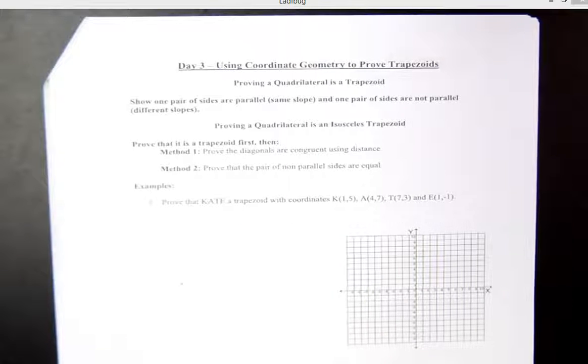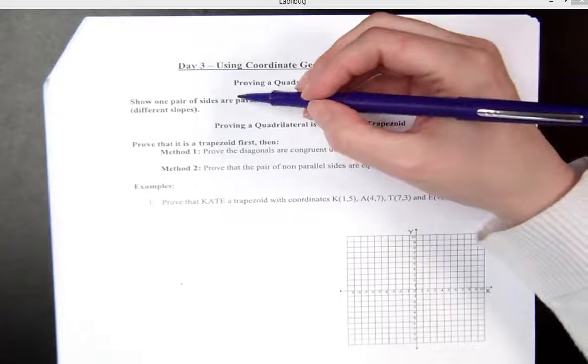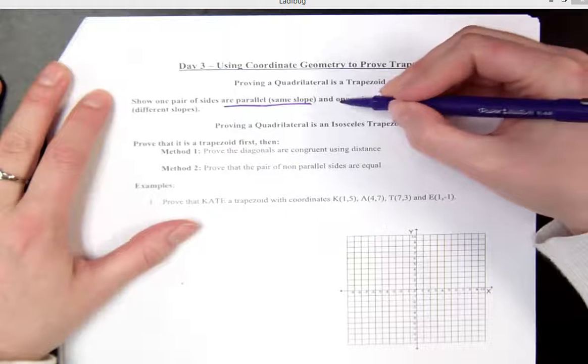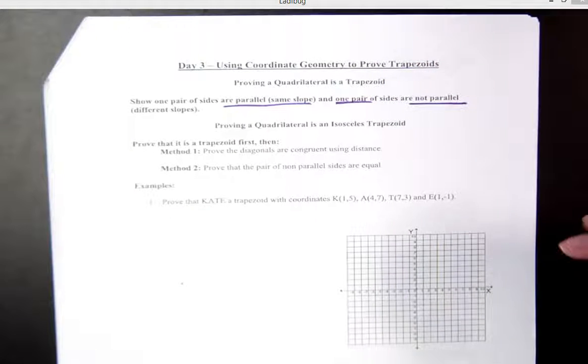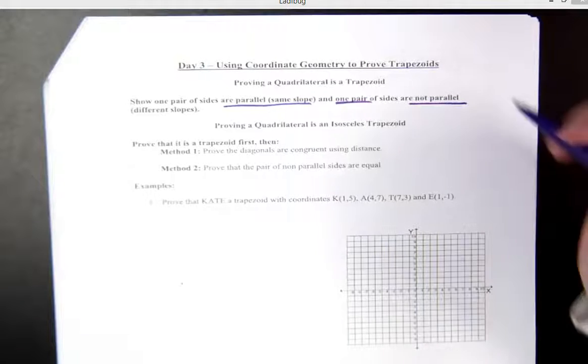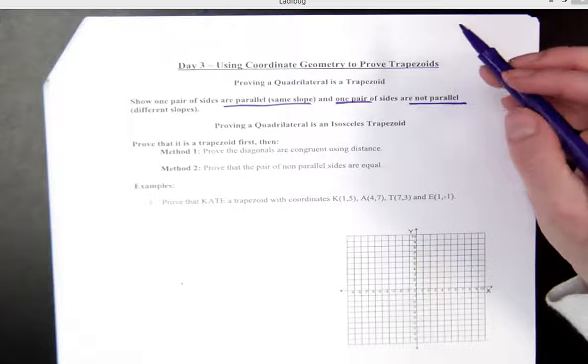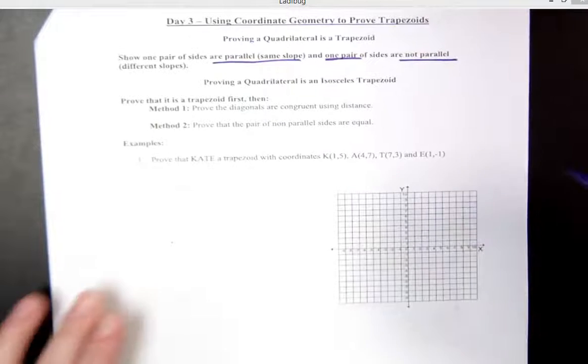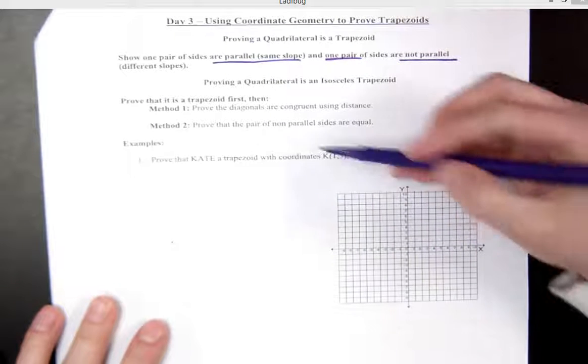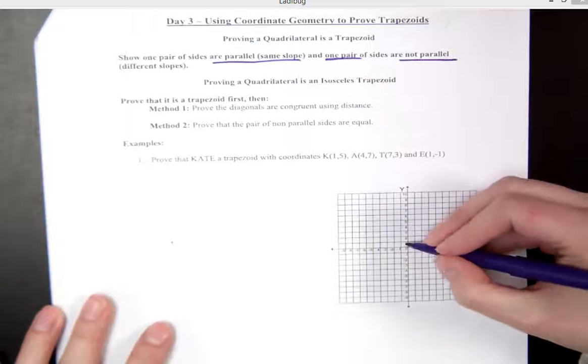Alright, so on the trapezoid, for it to be a trapezoid, we have to have one pair of parallel sides and one pair of not parallel sides. Okay, so as you were seeing on your warm-up, that's what you have to look for in the trapezoid, because if it has two pairs of parallel sides, it's a parallelogram. If it has no parallel sides, it's either a kite or just a quadrilateral. And so that's going to be what we do, is we just do it off of our slopes. So go ahead, take a minute, and graph your Tate trapezoid.